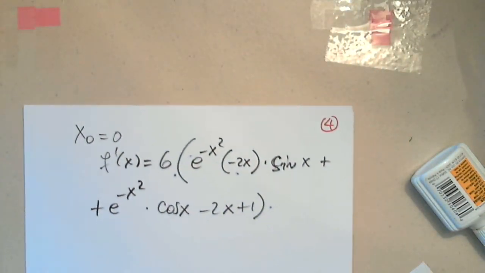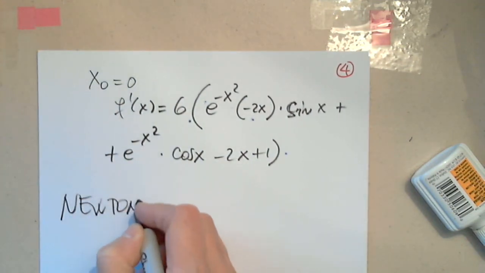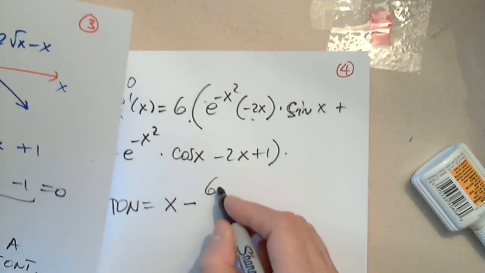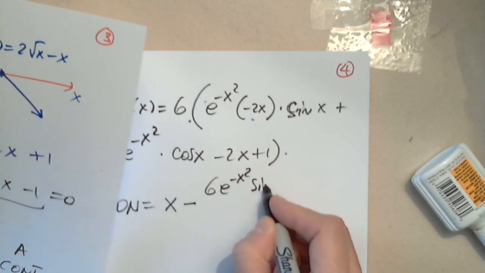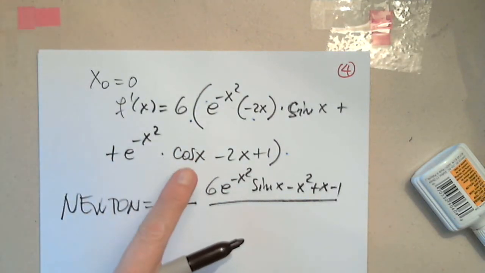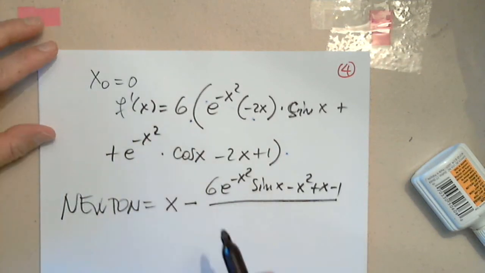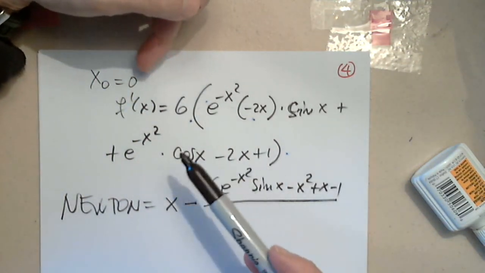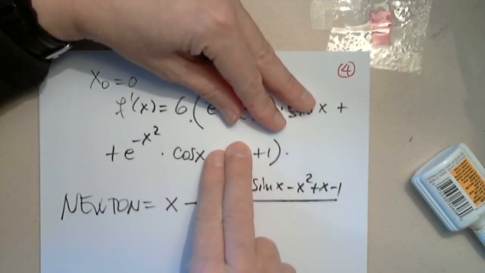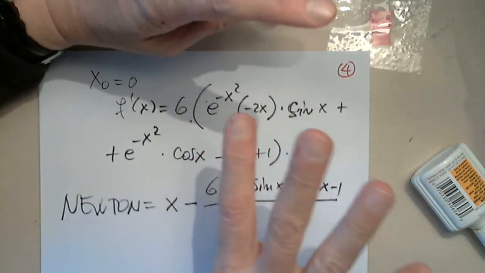I have to make sure, because remember Newton's method is x minus f of x, 6 e to negative x squared sine x minus x squared plus x minus 1 over the derivative, right? So if the derivative is 0, then the method will not take me anywhere. So when this is 0, this piece will be 0, this piece will be 0, this will be 1, but cosine is 1, and 1 plus 1 is 2, so I'm fine.